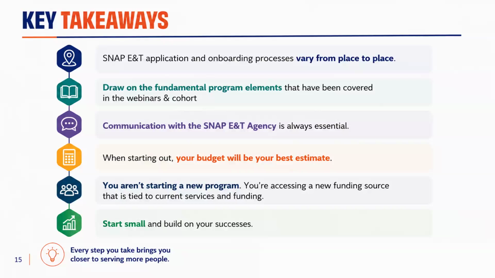Draw on the fundamental program elements that have been covered in the webinars and cohorts. So go back to your landing page, understand the content that we've covered, and again, reach out to your TA team if you've got questions. Again, communication is key with your SNAP E&T providers. Also, if you look in your state plan, well, guess what? Your state plan is going to show you who other SNAP E&T providers are already enrolled in the program, if they have them from prior years. Those are also a good resource if they're in your community.